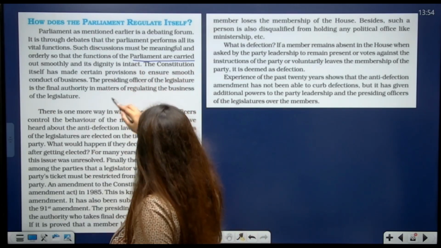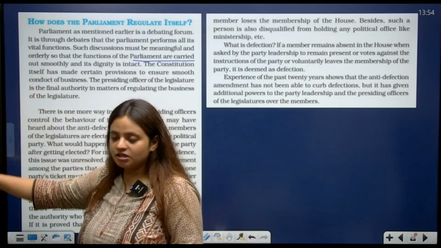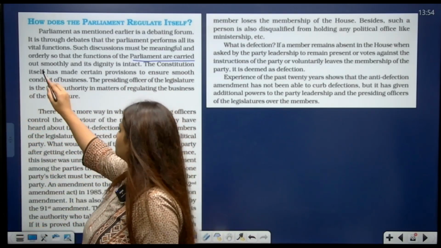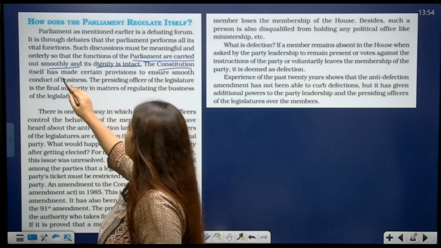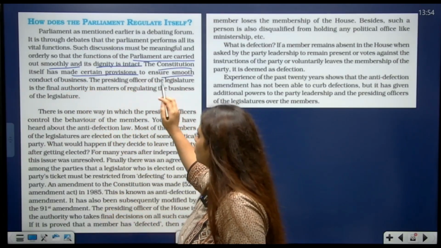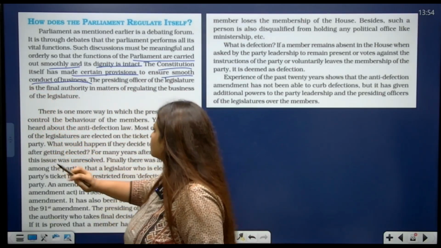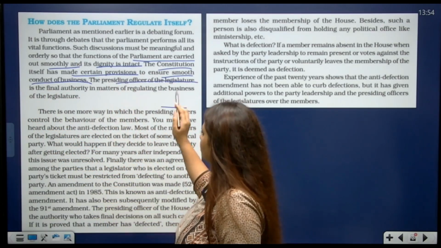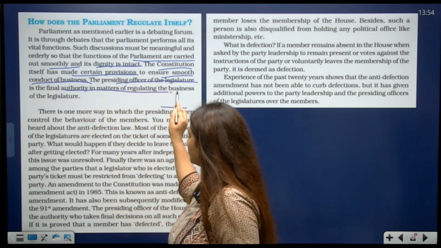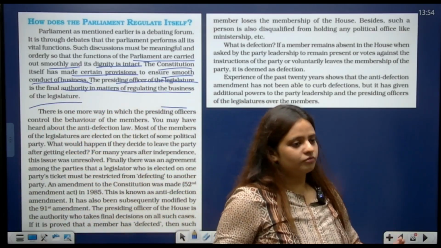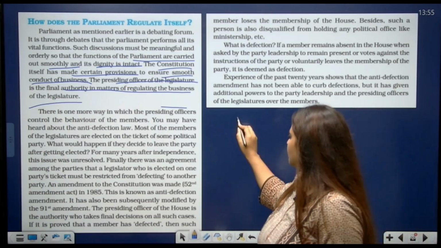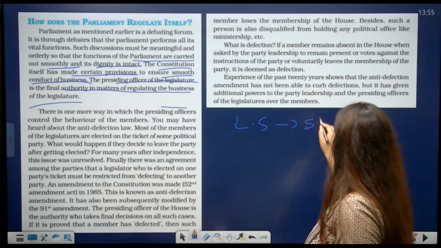Now, the activities of parliament should be carried out smoothly and with its dignity intact. The constitution has made certain provisions to ensure smooth conduct of business. The presiding officer of the legislature has the final authority in matters of regulating the business of the house. For example, in the Lok Sabha we have the speaker.